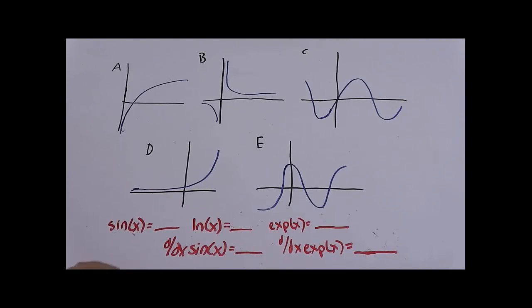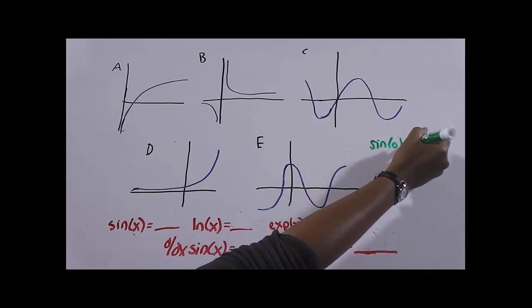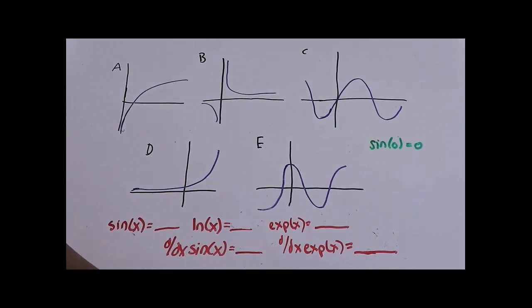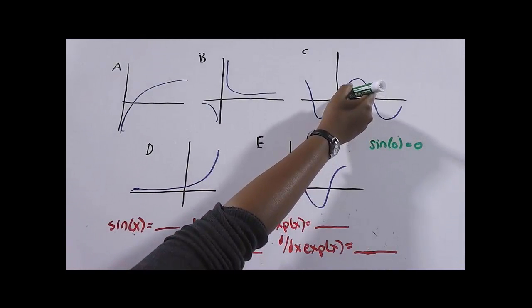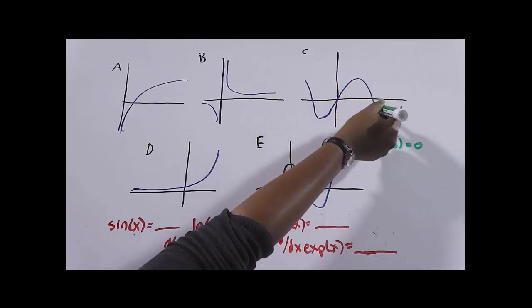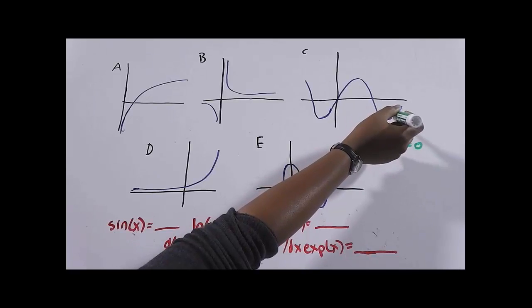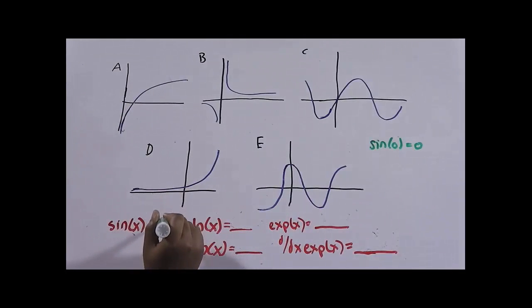A basic thing that we know about sine of x is that sine of 0 is equal to 0. We also know that the graph of sine of x oscillates between 1 and negative 1. So the graph that most shapes what we already know about sine is c. We can say that it starts at 0, it rises to 1, falls to negative 1, and will make its way back to 0. So it's safe to say that the graph of sine of x is c.